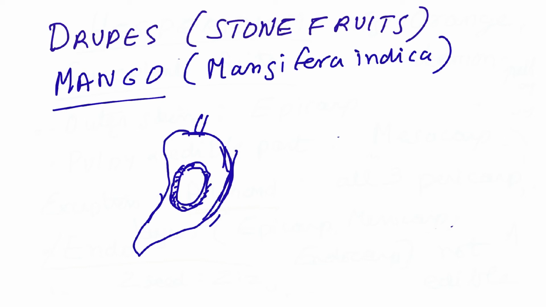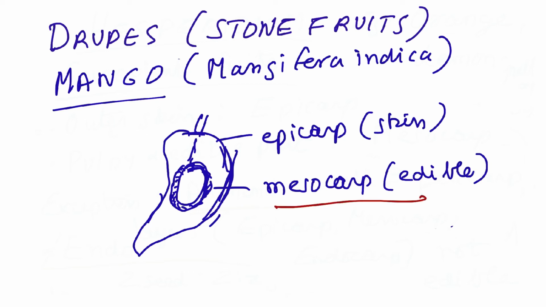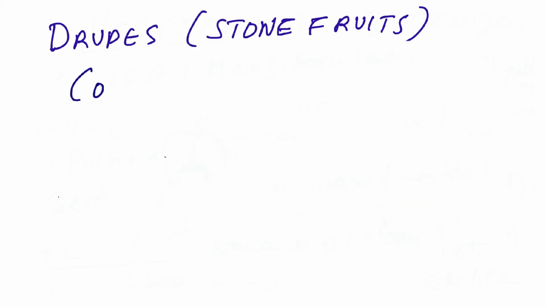Mango, when you look at a cut section, you can see that there's a skin, the outermost skin, of course, that's the epicarp. You have the inner mesocarp, which is edible, note the point. The edible part of mango is the mesocarp. So that's a very important point. Then you have the stony endocarp, with a toughened skin-like covering, and inside the endocarp is the seed.